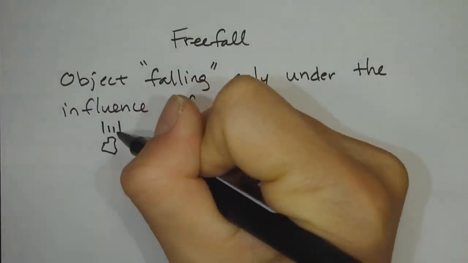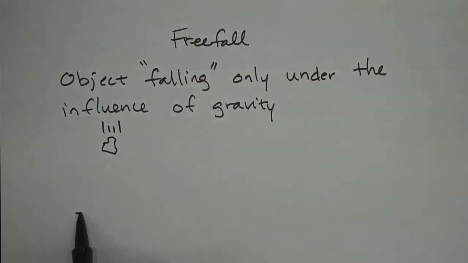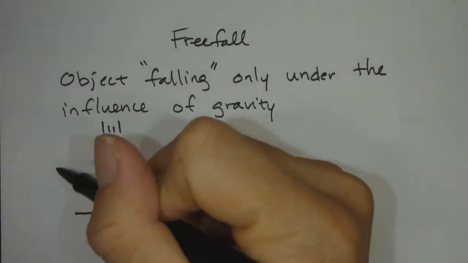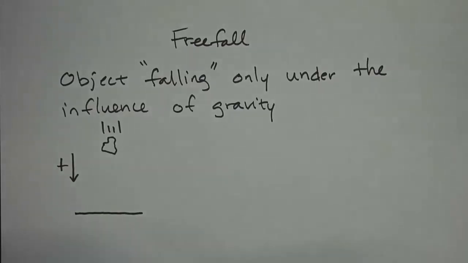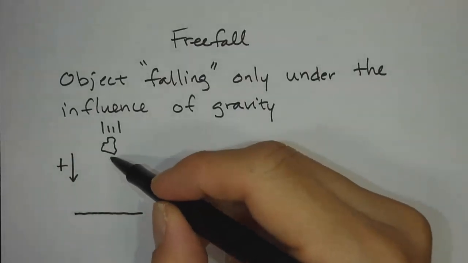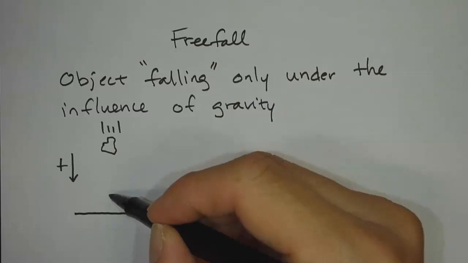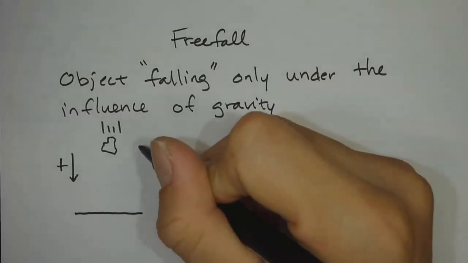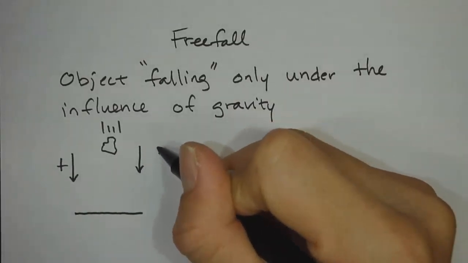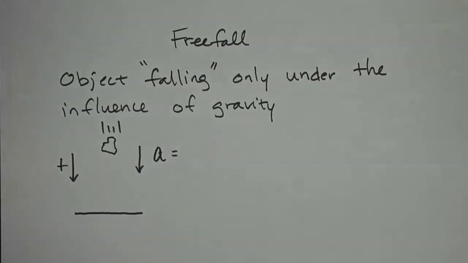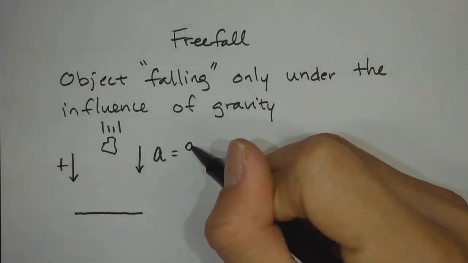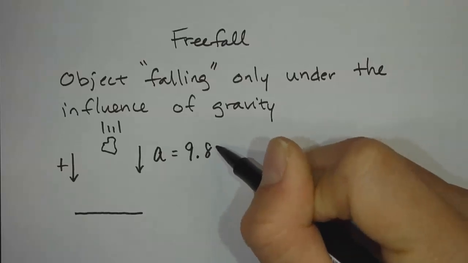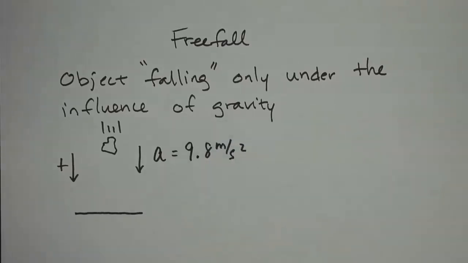So let's start with an object falling. This could be a rock or any other object falling towards the ground. Assuming there's no air drag, no air resistance, we're going to make down positive. If we were to measure the velocity of this object, we'd notice that the velocity would increase as it falls. And if we calculated the acceleration, we would find that whether it's heavy or light, as long as there's no air drag or other forces other than gravity, the acceleration is going to be 9.8 meters per second squared.